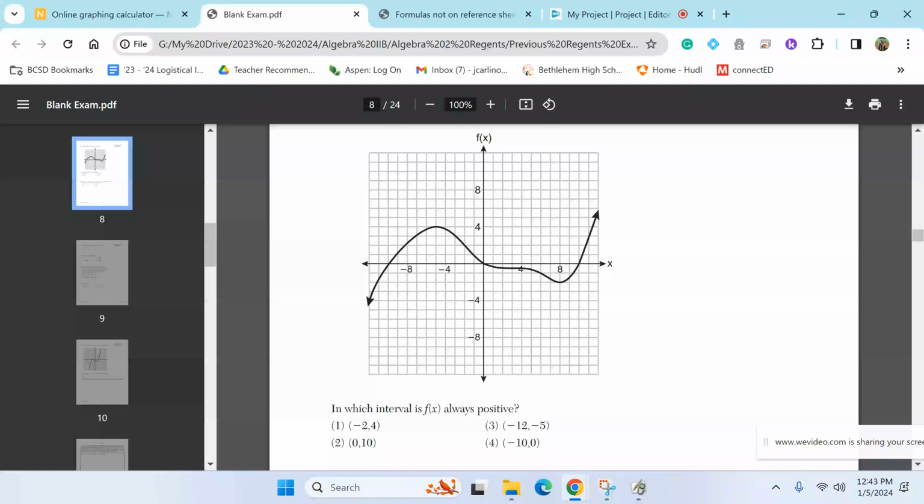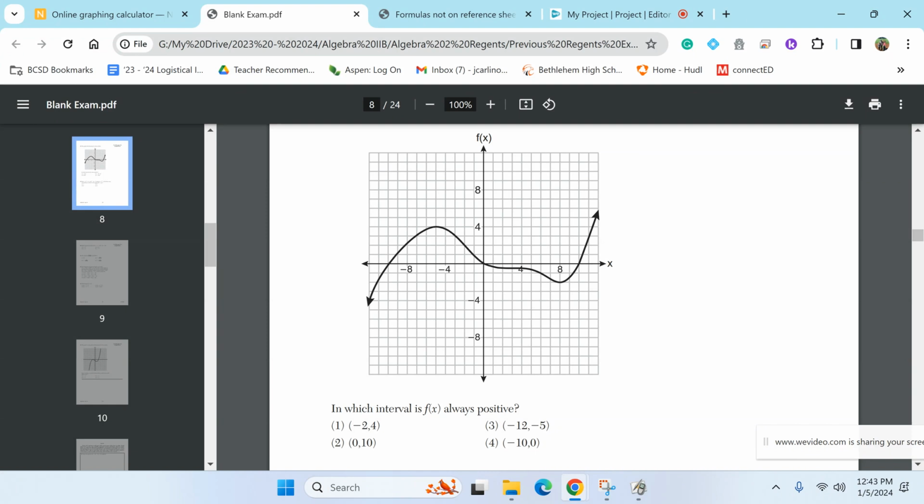So let's take a look. What about over the interval of -2 to 4? If I go from -2 to 4, do you see right here? It's negative. The f of x, the y values are negative, so I don't want that one. All right, keep going. 0 to 10. If I go from 0 to 10, it's all negative, isn't it? So that's not it. How about -12 to -5? Maybe, but let's see. This part right here is negative, right? So why is it -10 to 0? Here's -10. Here's 0. Do you see how this entire thing on the y-axis is positive?